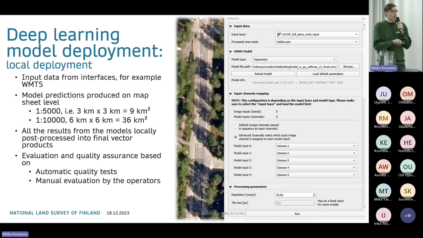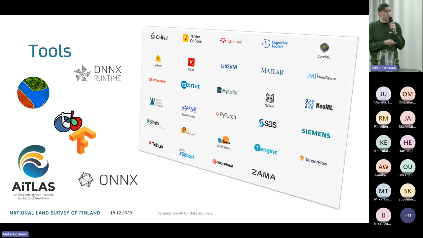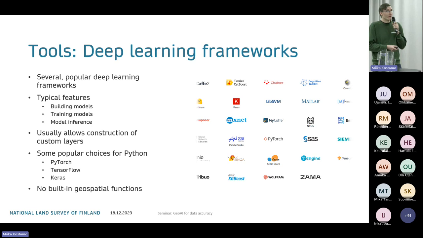And now I'm going to go through the tools. So the most obvious choice is to use one of the popular deep learning frameworks. There are several, and they have features like building models, training models, model inference, and they usually allow construction of custom layers and also custom modules. And some popular choices for Python are PyTorch, TensorFlow, and Keras. But there are no built-in geospatial functions in them, so you have to implement them yourself.